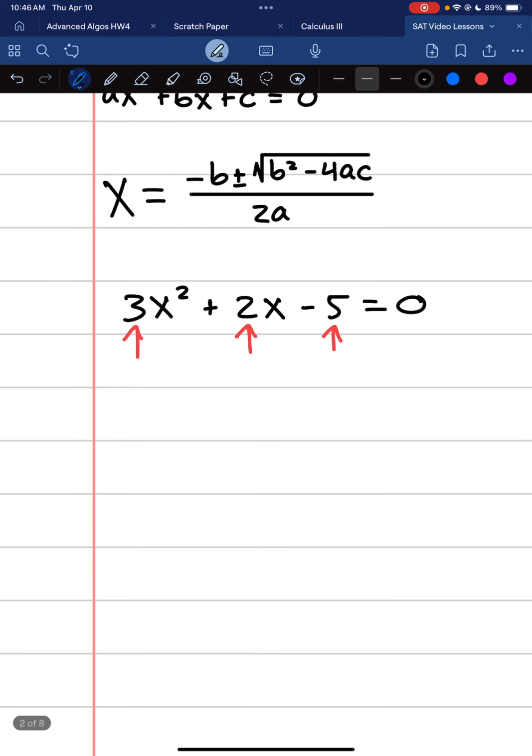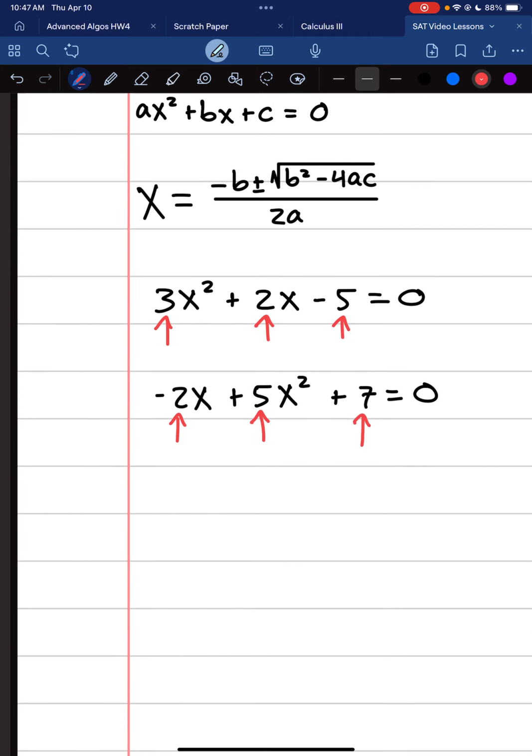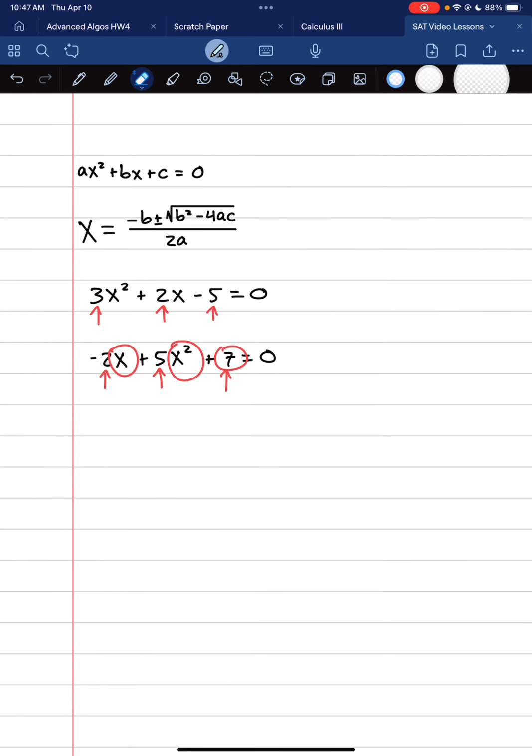If I had negative 2x plus 5x squared plus 7 equals 0, then my a value is going to be 5 since that's the x squared coefficient. My b value is going to be negative 2 since that's the x coefficient, and my c value is going to be 7. So the a, b, and c values don't change even if the order is different. Your a value is always your x squared coefficient, your b value is always your x coefficient, and your c value is always your constant.